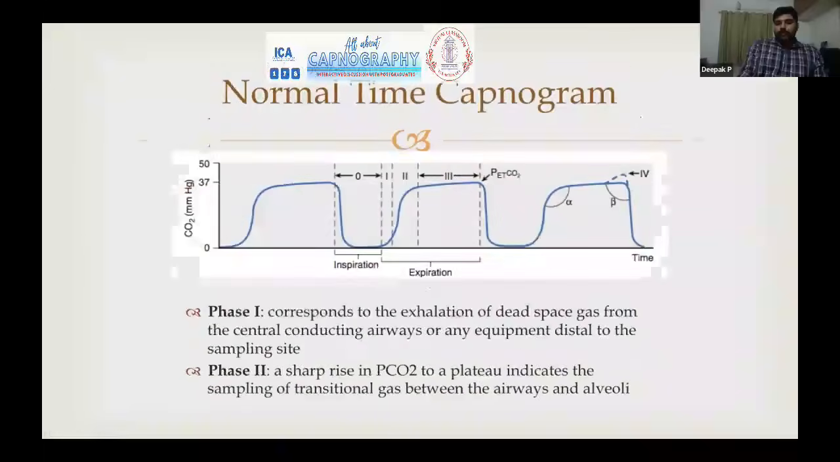There are 2 angles which are of importance: alpha angle and beta angle. Alpha angle is the angle between phase 2 and phase 3, and beta angle is the angle between phase 3 and phase 0. Alpha angle is normally 100 to 110 degrees, and beta is normally 90 degrees. With the change in alpha and beta angle, a variety of pathological conditions, which we will be discussing down the line, can be explained.